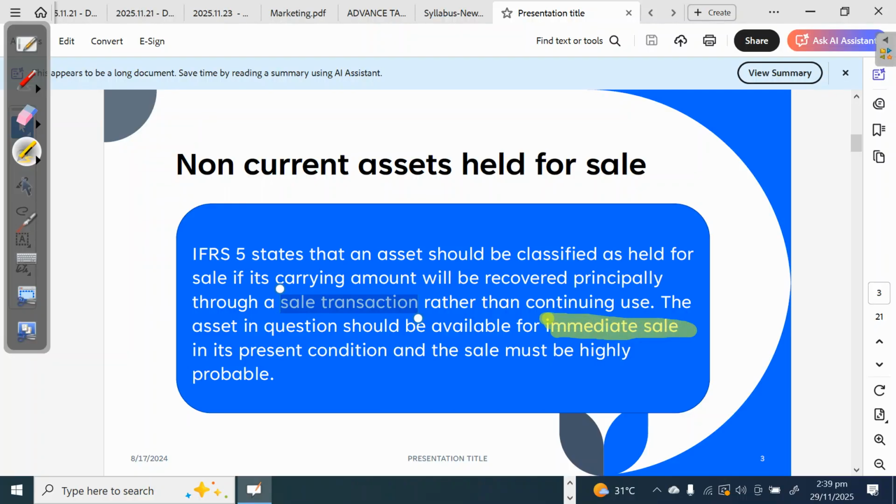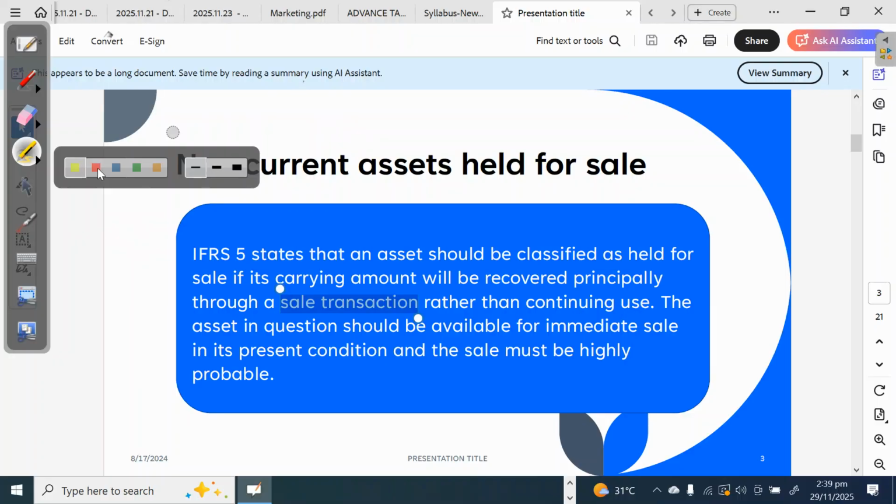Immediate sale. You have to always remember, if you intend to sell an asset and you are not ready to sell it immediately, it means you are not ready. You are not yet ready to sell the asset, so you cannot classify it as held for sale. So before you classify an asset as held for sale, it means you have done all your homework and the asset is ready for immediate sale. Immediate sale. Do you get it? Asset is ready for immediate sale.